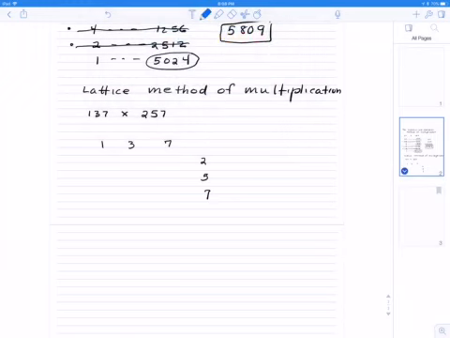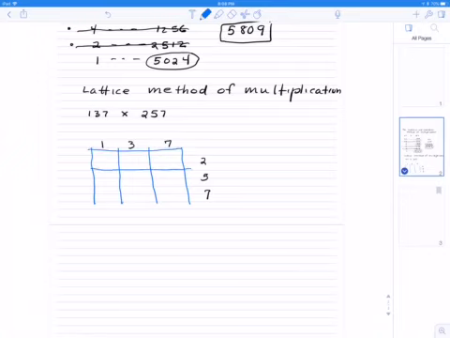Now I want to create a column for each of the top numbers. A column for the 1, a column for the 3, and a column for the 7. Then a row for each of the side numbers. So a row for the 2, a row for the 5, and a row for the 7. There's our rectangular grid. Now we're going to put a diagonal in each of the resulting rectangles from the upper right-hand corner to the bottom left-hand corner.